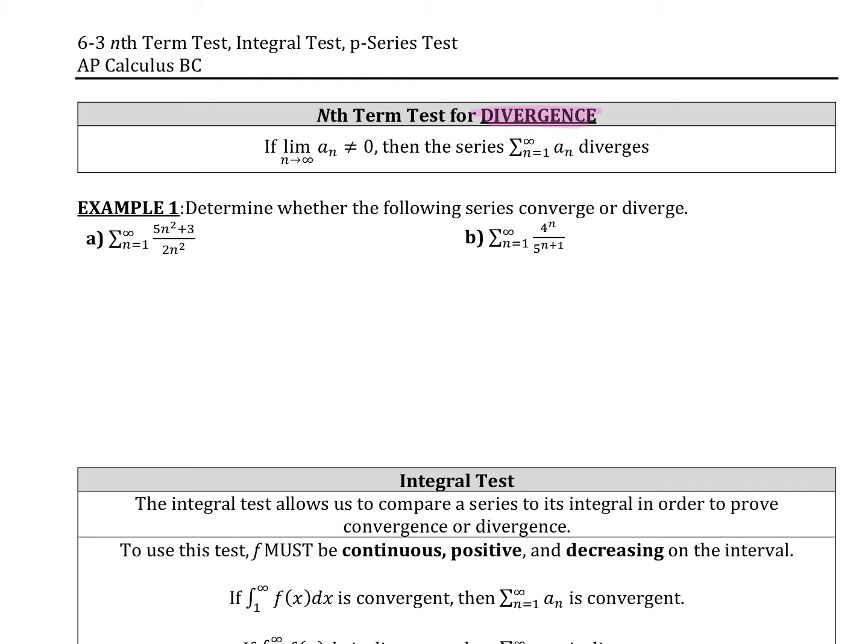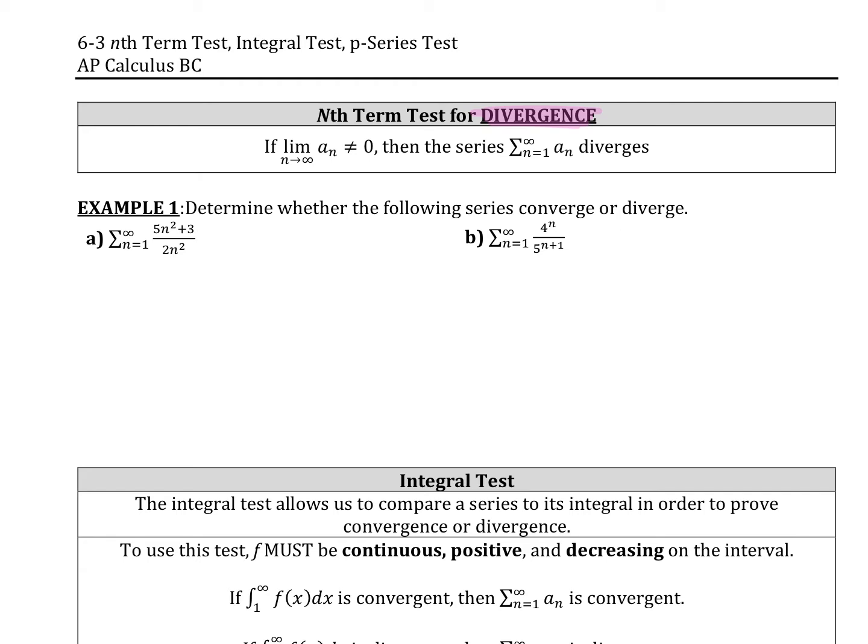Now here's the kicker on this. It is not okay to say that if the limit does equal 0, then the series converges. That's false. We don't know that. It may be true, it may not be true. But we can say for certainty that if the limit is not 0, then it for sure diverges.